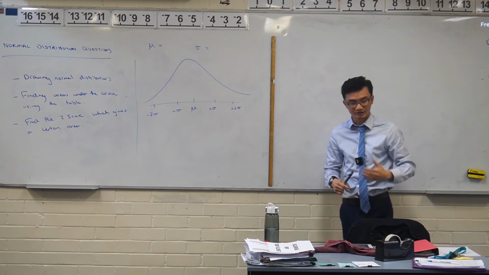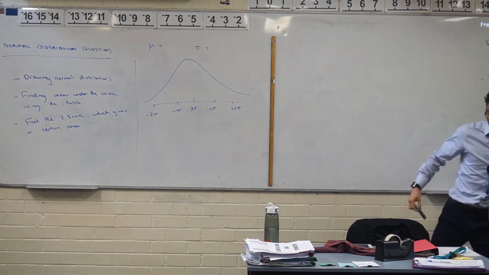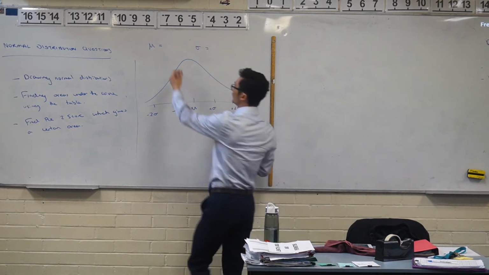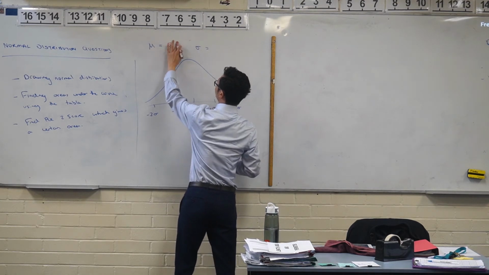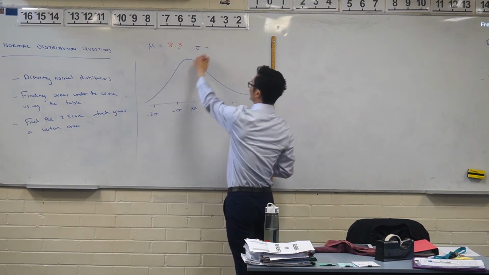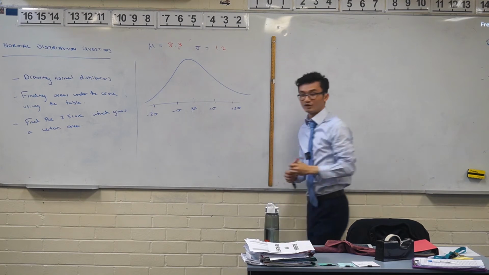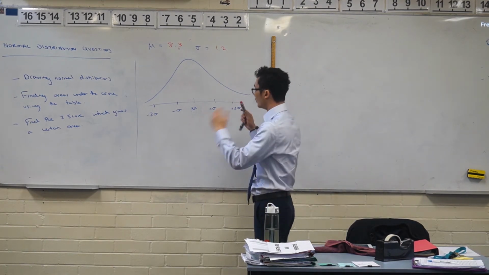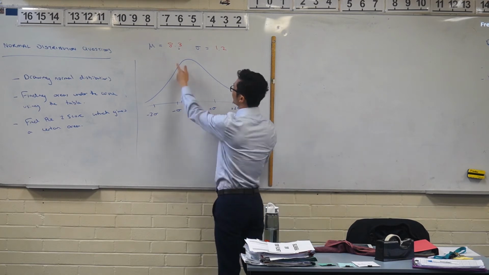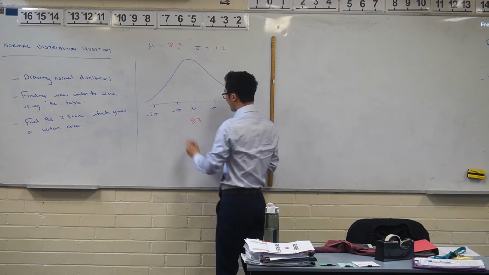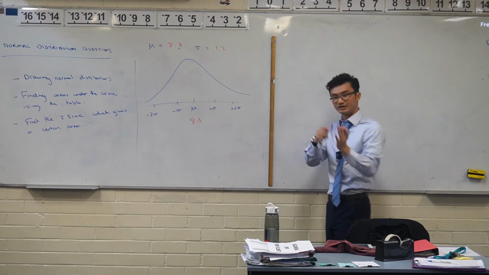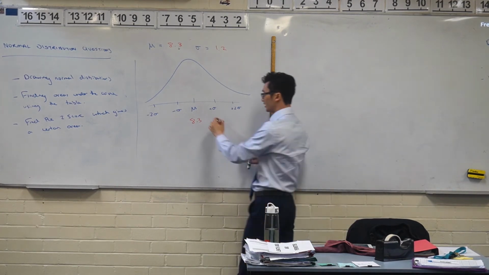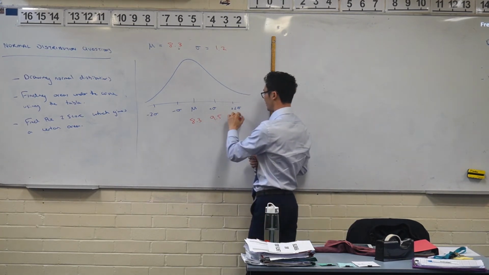But they may give you certain values. Let's say they give you a mean of 8.3 and a standard deviation of 1.2. They may ask you to draw a visual representation of this. All you have to do is say, I know the values now. My mean is 8.3, and then you add along each standard deviation each time. So you get 9.5, 10.7.